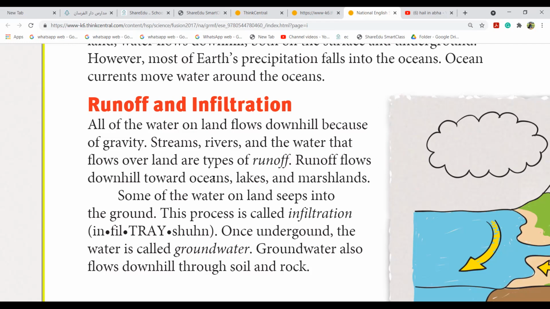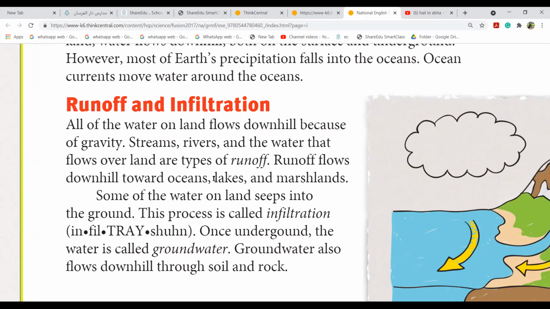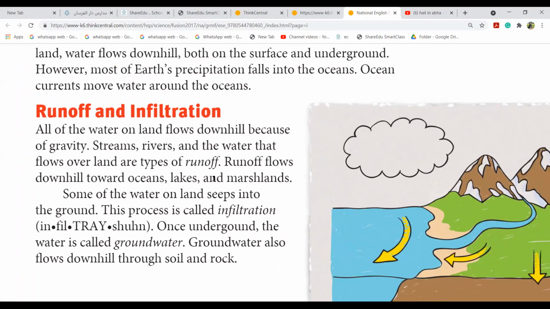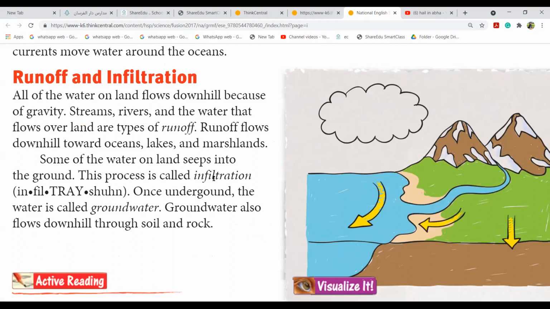What is runoff? What does this runoff mean? Yes, Noor, any idea? They've even shown you the picture here. Judy, can you explain to us? Zishan, anyone can try explaining. Yes, Zishan, what do you think? What does this mean? Miss, what is it? Runoff. What is the meaning of this runoff?